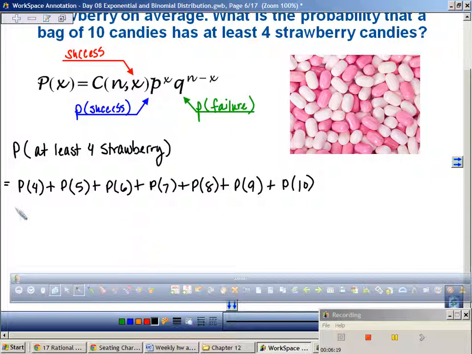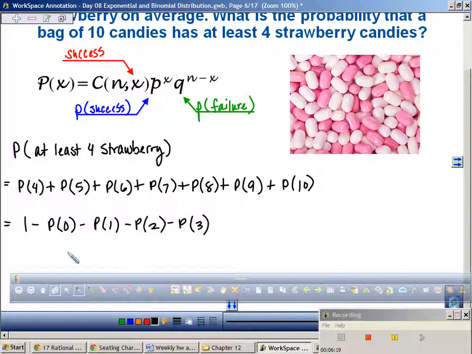That's a lot of probabilities to find. Wouldn't it also be easier? What does all probability add up to? 100% or 1.0? So couldn't you do 1 minus probability of 0, minus probability of 1, minus probability of 2, minus probability of 3? Isn't that the same thing?